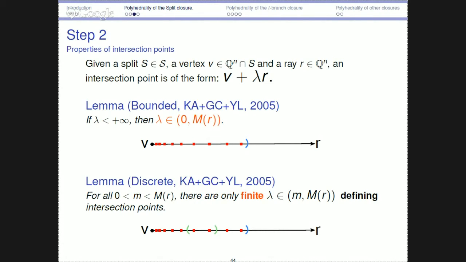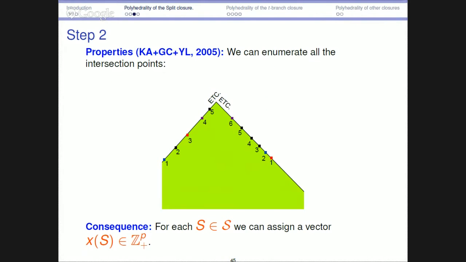They will be finite. And these two properties allow us, in fact, to enumerate these intersection points. Given the vertex and a ray, since they are bounded, and there are finitely many on every bounded interval, then you can enumerate these intersection points. So we do that for every ray. And actually, what will happen is that for every split, you will assign the intersection points corresponding to the split. And these intersection points have a number because we enumerate them.